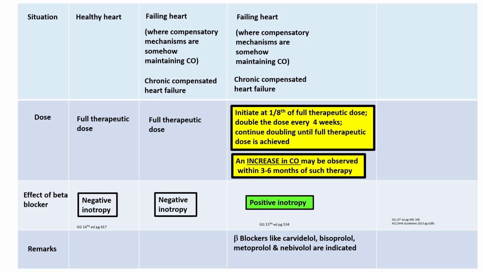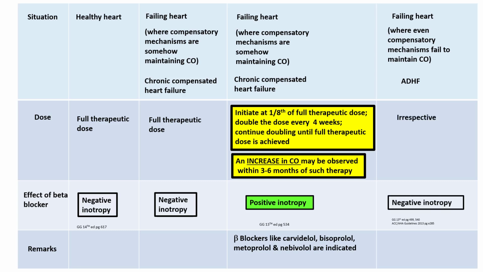Now finally, let us consider a patient with a failing heart, but where this time the compensatory mechanisms have failed to maintain the cardiac output. Now this is acute decompensated heart failure. This is an acute exacerbation. Irrespective of the dose, beta blockers are negatively inotropic in this condition. And if the patient was on a beta blocker, then it should be temporarily withheld until the patient becomes stable and reinitiated later at a very, very low dose and slowly up-titrated.